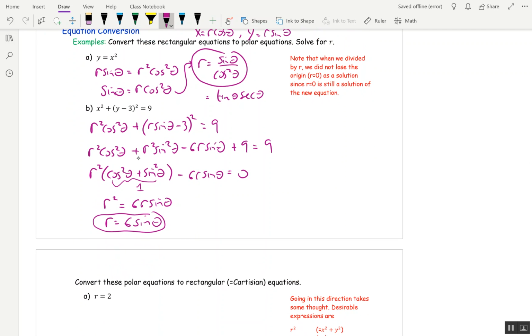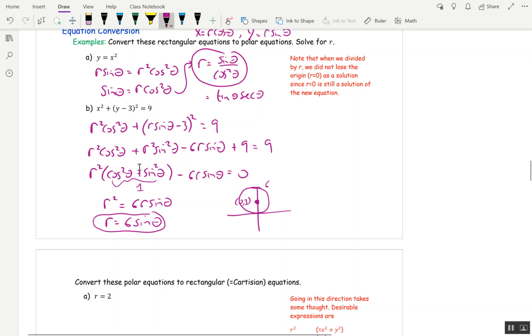Let me just graph that for you. That's a circle, because we'll come back to this when we do polar graphs. This is a circle of radius 3 centered at x equals 0, y equals 3. So it looks like that. And it crosses the y-axis at 6.